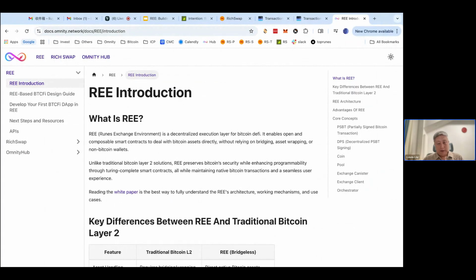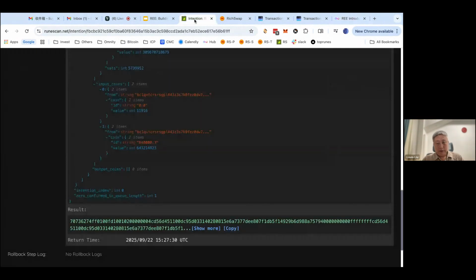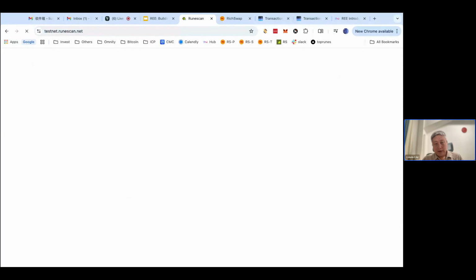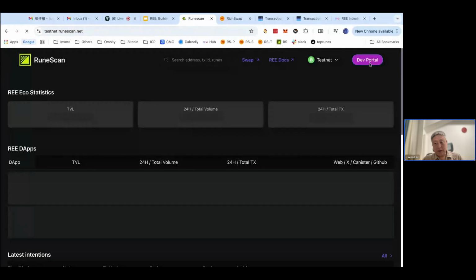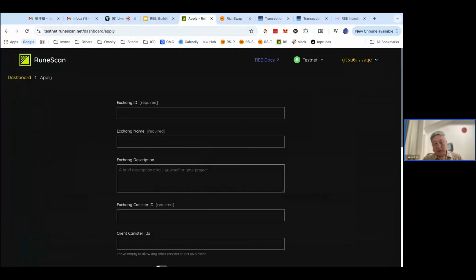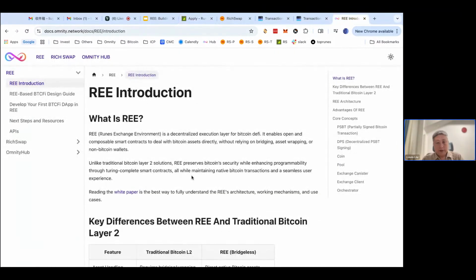And I think with this documentation and toolchain, we also provide a fully functional testnet. As you can see, the runes can support testnet, and also on testnet you can sign in with a Bitcoin wallet and make an application to launch a new RE application directly from there. Okay, I think that's all from my presentation.